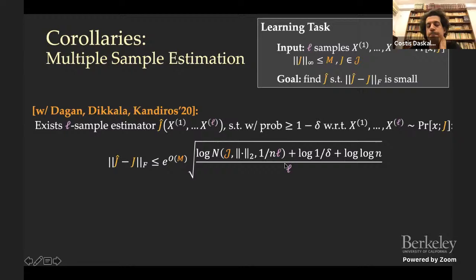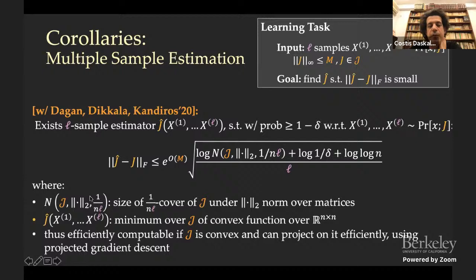And the same qualifications apply as before. Again, this is the covering number with this radius of the interaction matrices under this norm. This is efficiently computable. It's the minimum of a convex function, and this would be n times n times L. The variable is interaction matrices, so it is over R^(N×N), and it's efficiently computable if this set is convex and you can project on it efficiently.